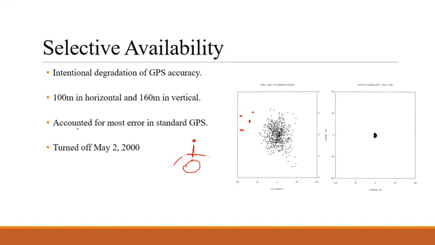This is known as the account for most error in standard GPS. This GPS error was stopped in May 2000. So after turning off selective availability, it now shows the accurate position of an object, a point, or any location.